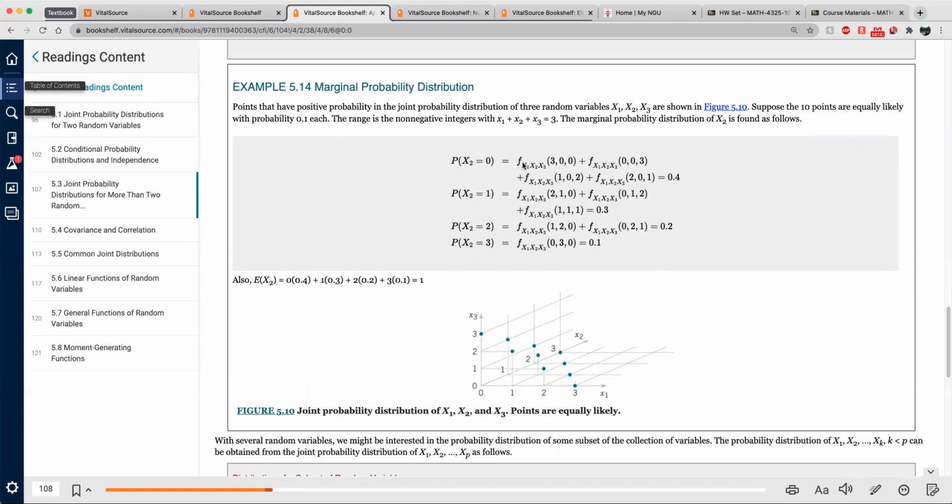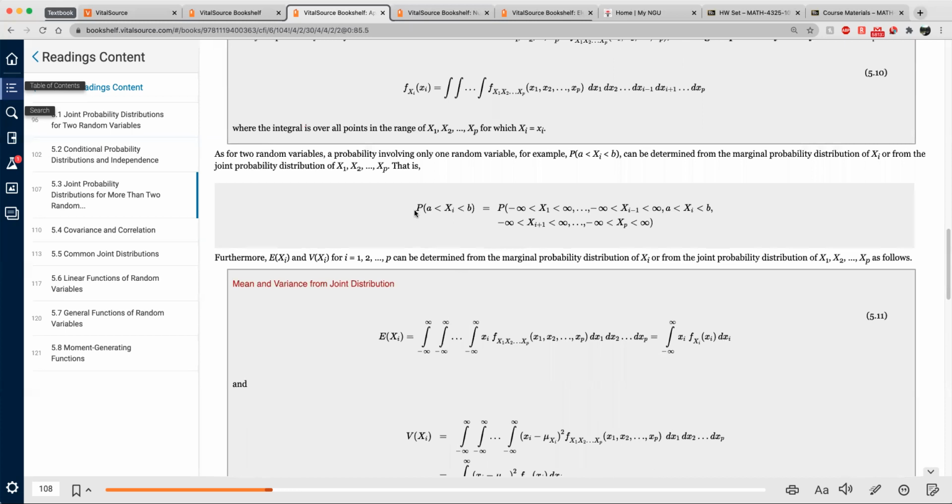Okay, so you see f of x1, x2, x3: 3, 0, 0, which is this one, then 0, 0, 3 right here, and then 1, 0, 2, and then 2, 0, 1. Now suppose the 10 points are equally likely, so the total probability is 1. So the value of each PMF is going to be 0.1. So 0.1 plus 0.1 plus 0.1 plus 0.1 is 0.4. Similarly, you can find the other marginal PDF of x2. So that's the meaning of this.